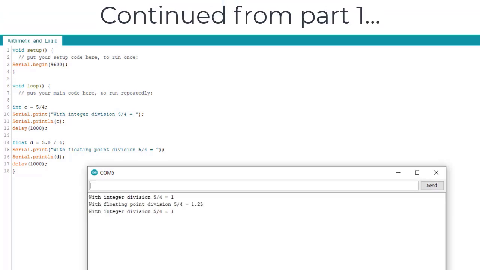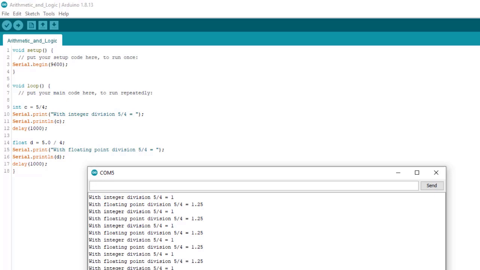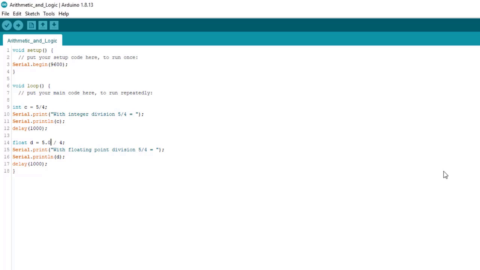still gives us an answer of 1.25 rather than truncating and giving you an answer of 1 or giving you some weird 1.00 answer. The nice compiler converts the integer 4 to a float of 4.0 without bugging you.